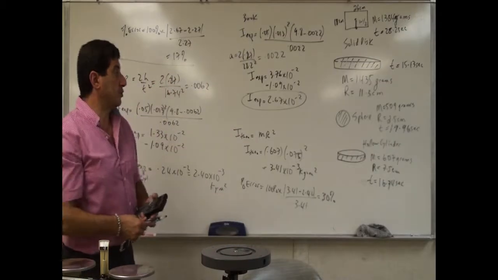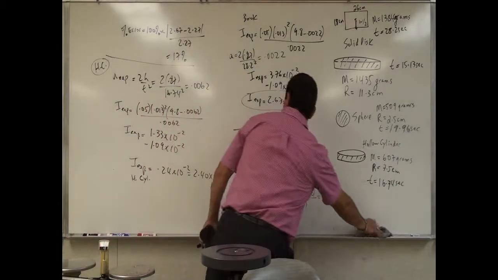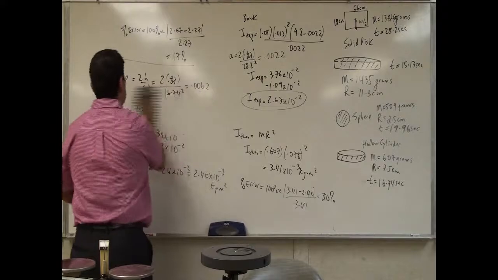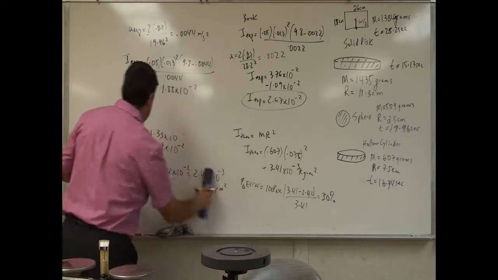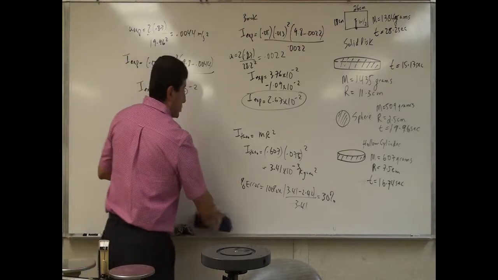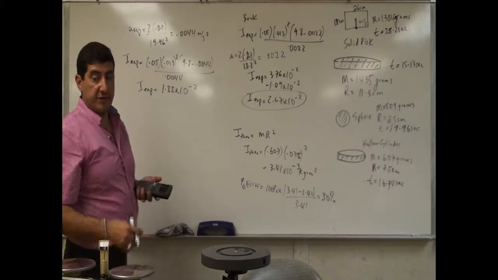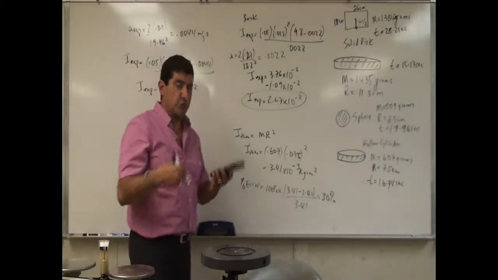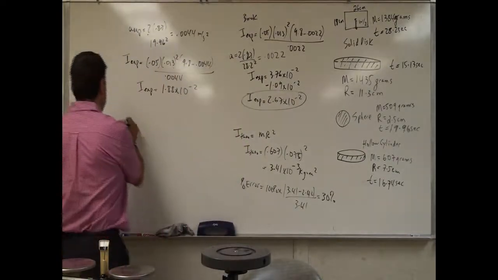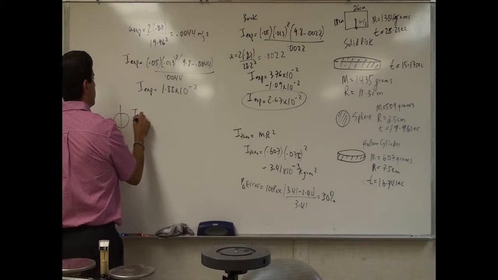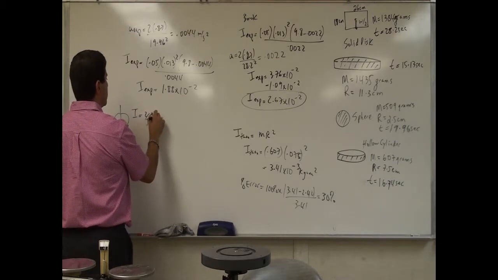So the last one left to do is the sphere, right? So the sphere, 8 times 10 to the minus 2. Okay? That is for the sphere. So then what's the theoretical moment of inertia of a sphere? Well, if the sphere is a solid sphere, which in this case it was, then the moment of inertia around its center, right, is going to be equal to 2/5 mr squared.